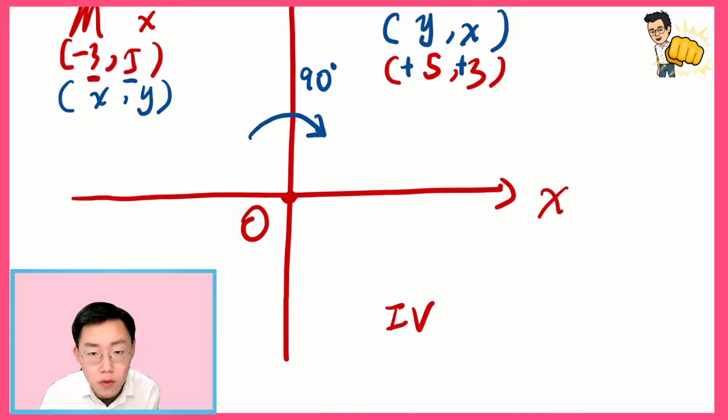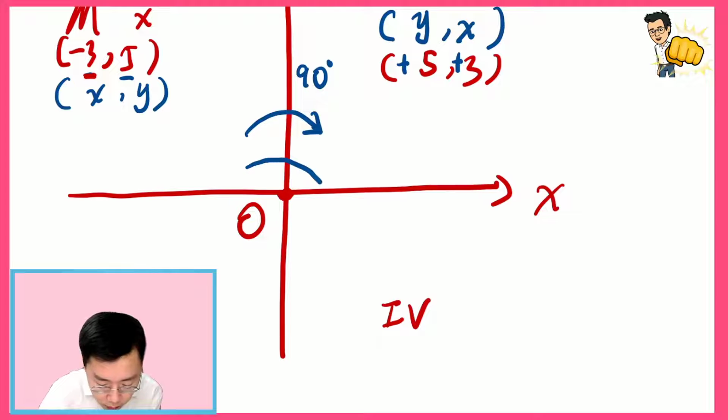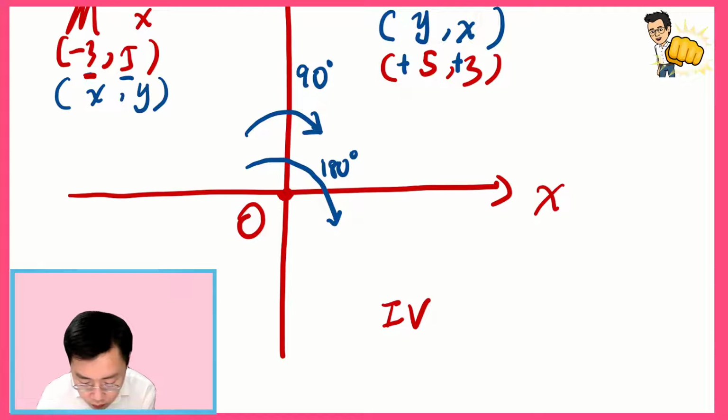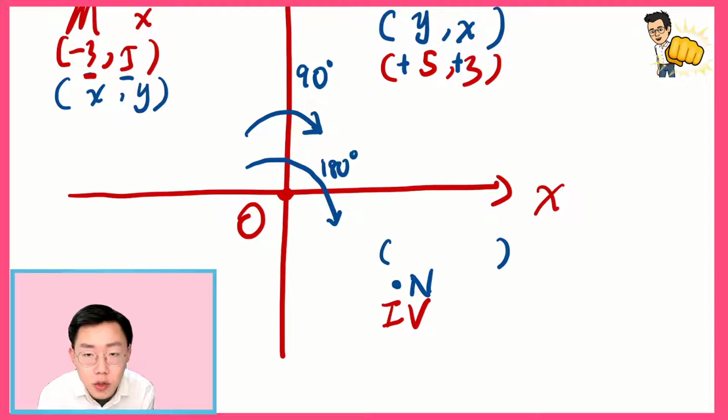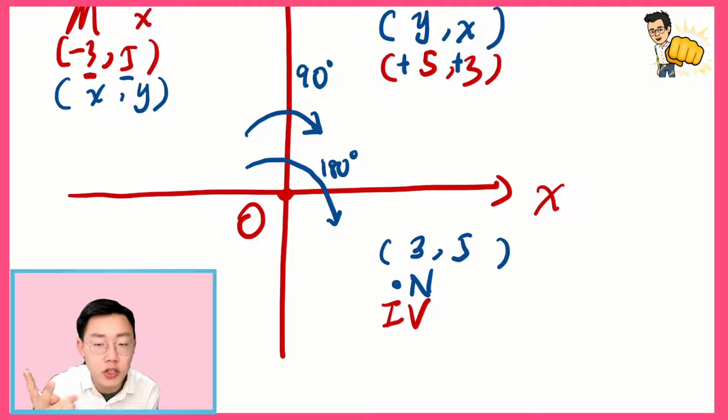Now if we want to rotate 180 degrees, for point N, the final position is at quadrant 4. This one is point N, and the coordinates should become 3 and 5. Just like what I mentioned before, the positions of x and y should change, and it becomes 3 and 5. For the final step, you need to consider the size of the xy coordinates.